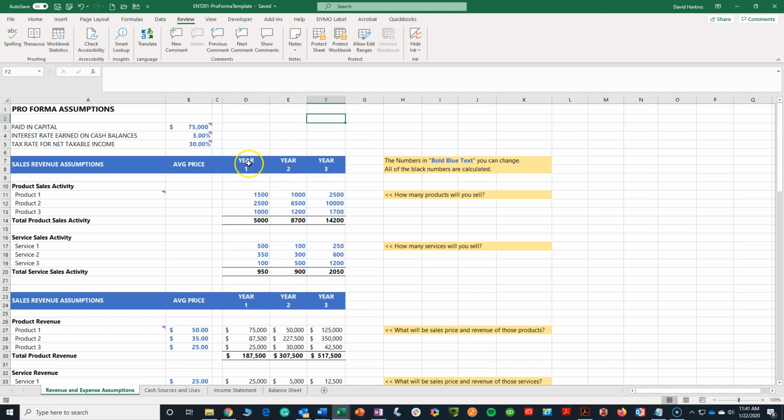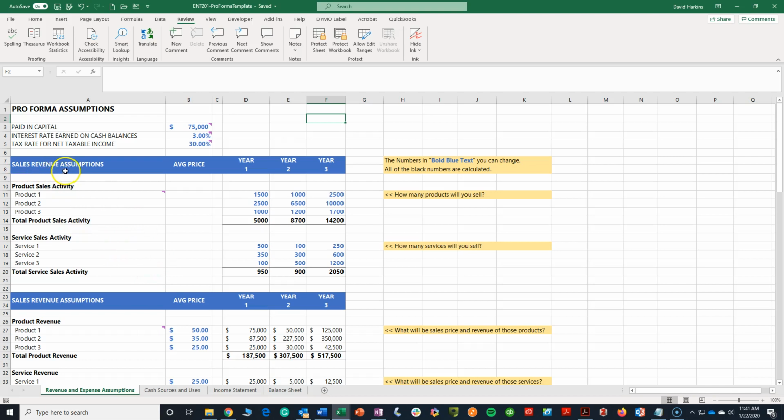In a typical pro forma, this would be a month rather than a year. So instead of having year 1, year 2, and year 3, you would have month 1, month 2, month 3, all the way out to month 36. So you would do a 3-year pro forma. Here on your product sales activity, I've listed product 1, product 2, product 3. I've listed service. You may or may not have services or products, or you might have both as is here. I would encourage you to change that as it reflects your specific business and update these product lines if it does align with your business.